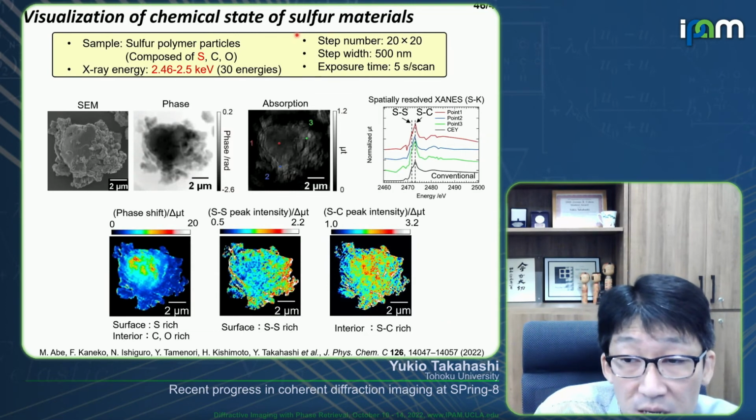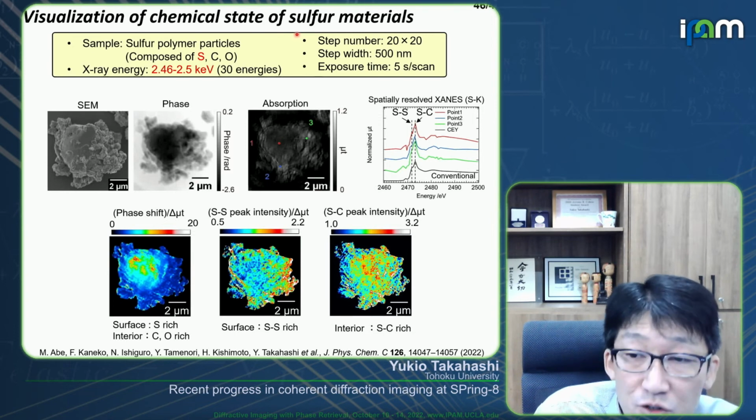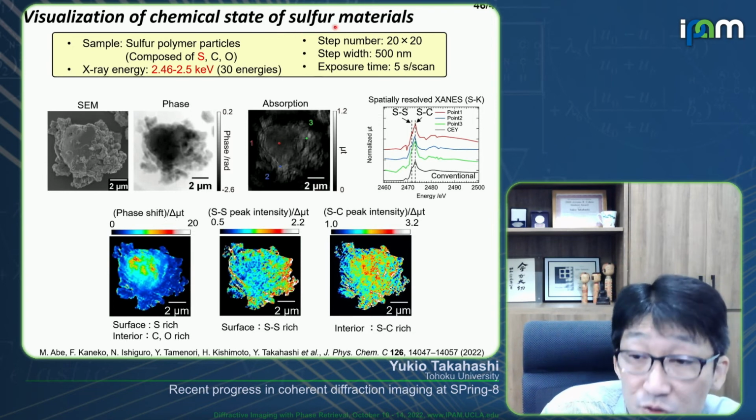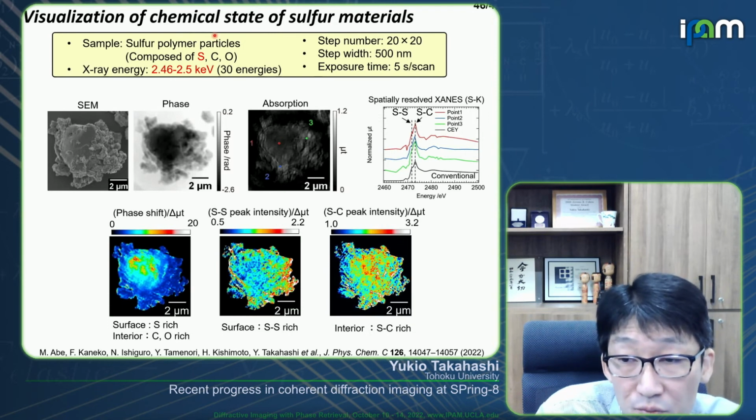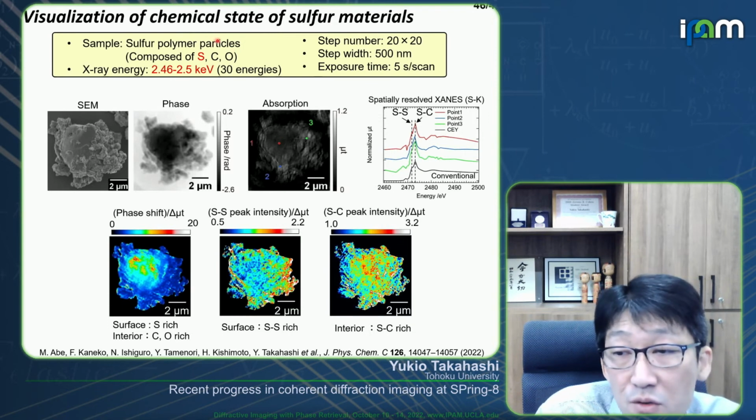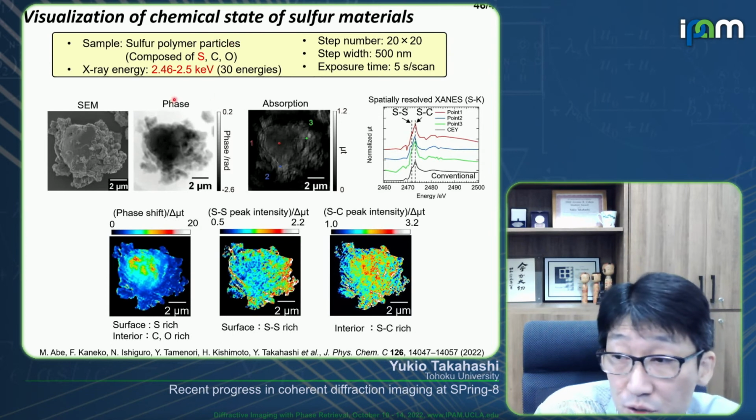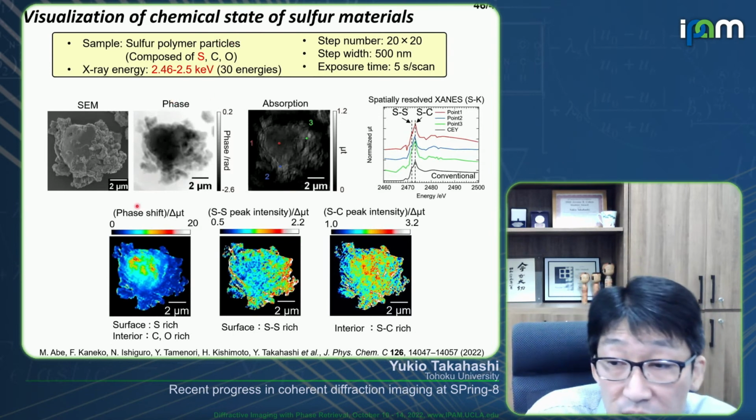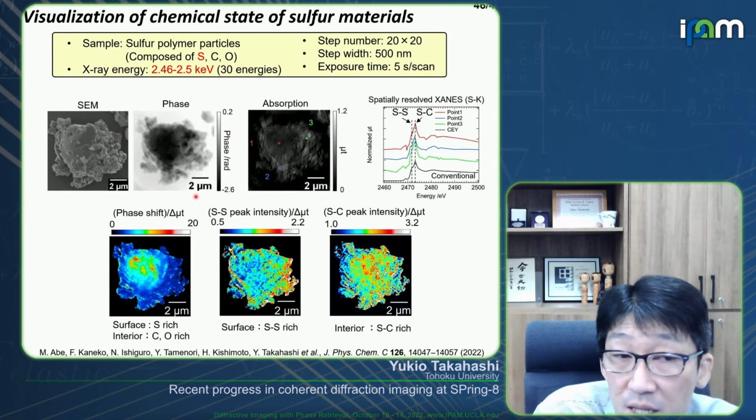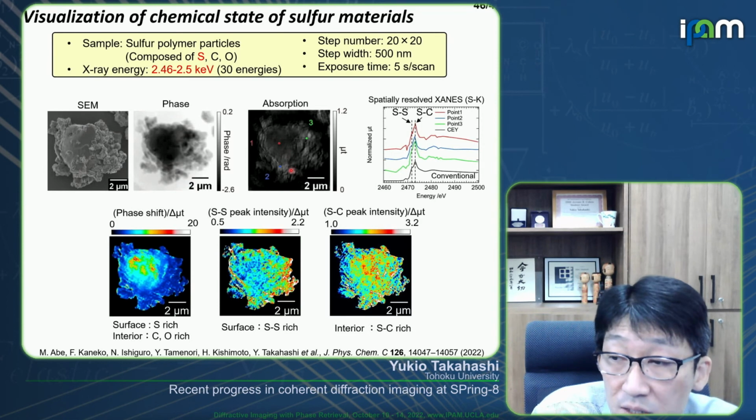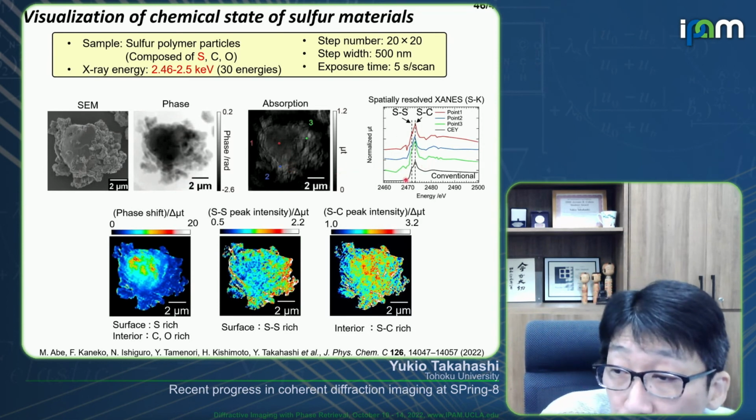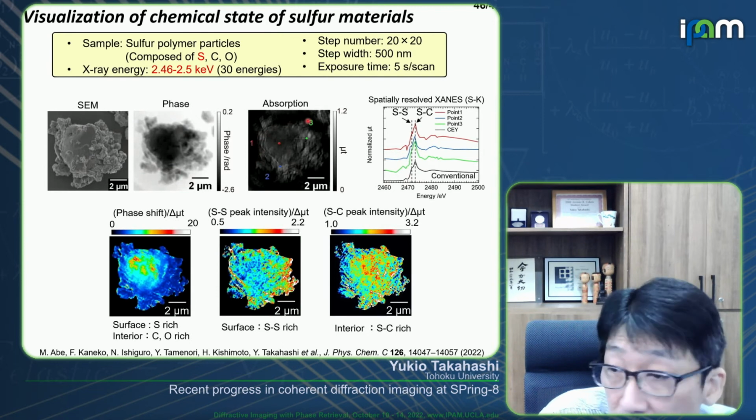So here we try to visualize the chemical state of sulfur materials, that is also catalyst cathode materials for a lithium sulfur battery. The sample was sulfur polymer particles composed of sulfur, carbon and oxygen. We measured the ptychographic diffraction patterns at the sulfur K absorption edge. And here are the SEM image and the phase and absorption images by ptychography at the sulfur K absorption edge, and the spectra at positions 1, 2 and 3.